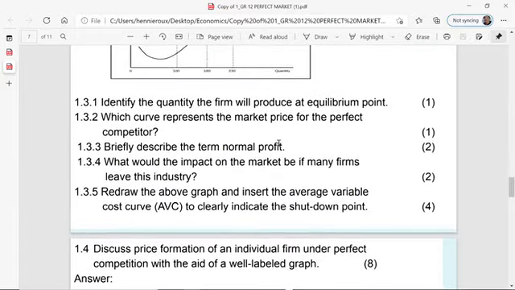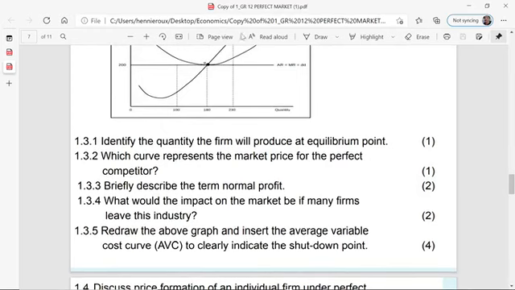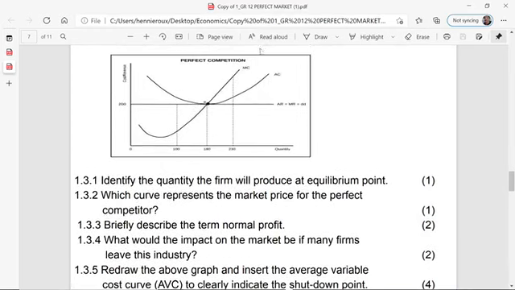Briefly describe the term normal profit. So please note, I'm looking at the mark allocation. If it's only one mark, I only need to give, like there, the answer will be the number 180. Which curve, there will be AR or DD. But when it says 2 marks, then I know my answer must be in a sentence. So it says briefly describe the term normal profit. So normal profit is also known as your break-even point, and normal profit occurs when your marginal cost is equal to your marginal revenue.